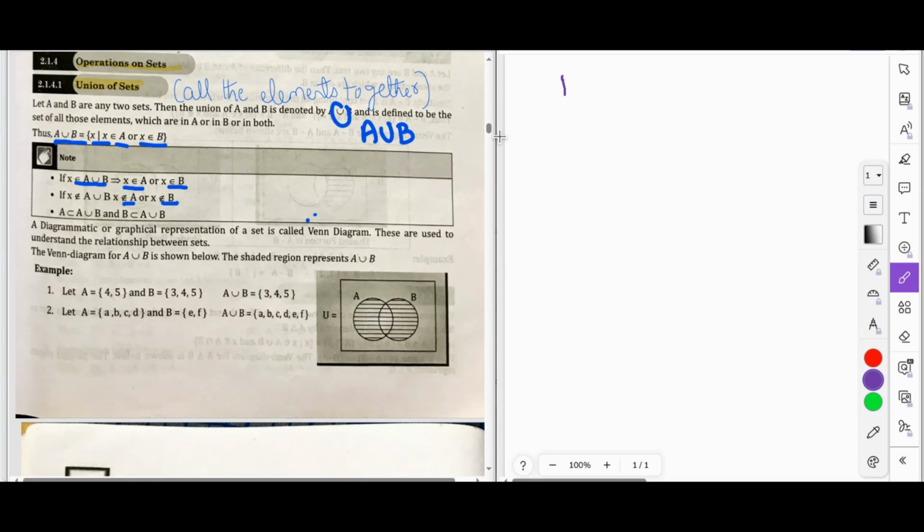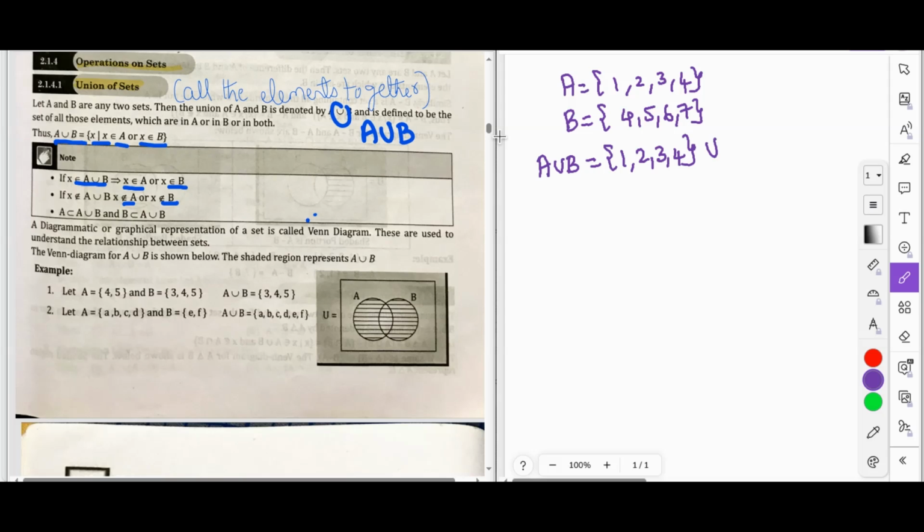if I take A as {1, 2, 3, 4} and B as another set {4, 5, 6, 7}. Now I want to find the union of these two. So A union B will be {1, 2, 3, 4} union B. What is B? We have 4, 5, 6 and 7. Now union means what? Writing all the elements together.